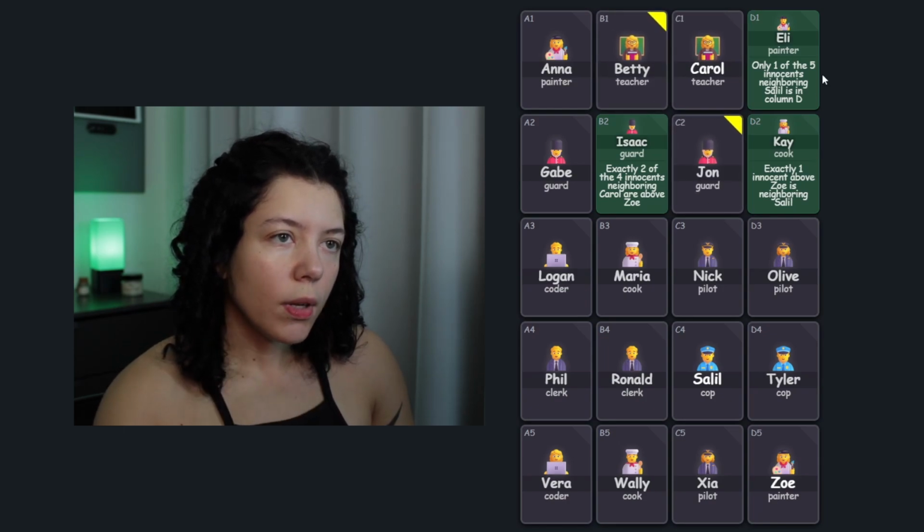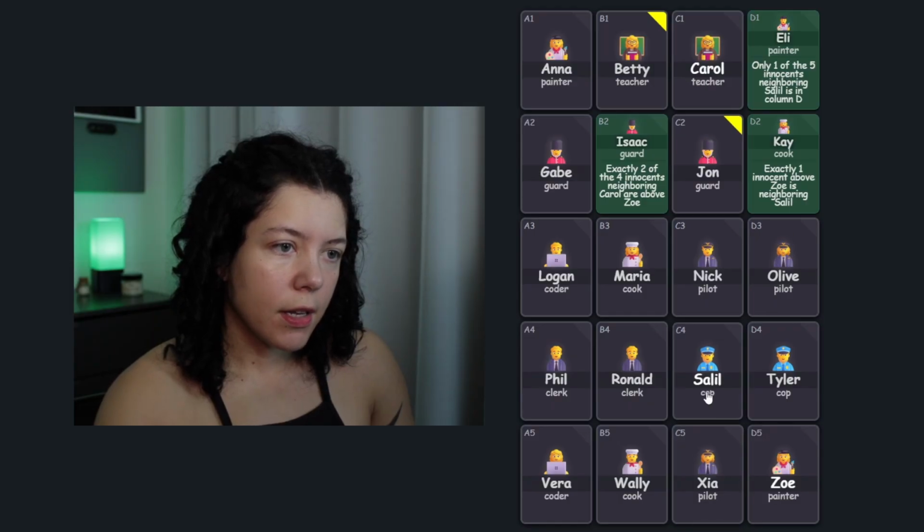So now Eli tells us that only one of the 5 innocents neighboring Saleo is in column D. Saleo is here, and he has 3 people in column D neighboring him, but only one of them is an innocent. What does that tell us? And he also has 5 innocents neighboring him. So only one of these other people is a criminal, because there has to be 4 innocents here.